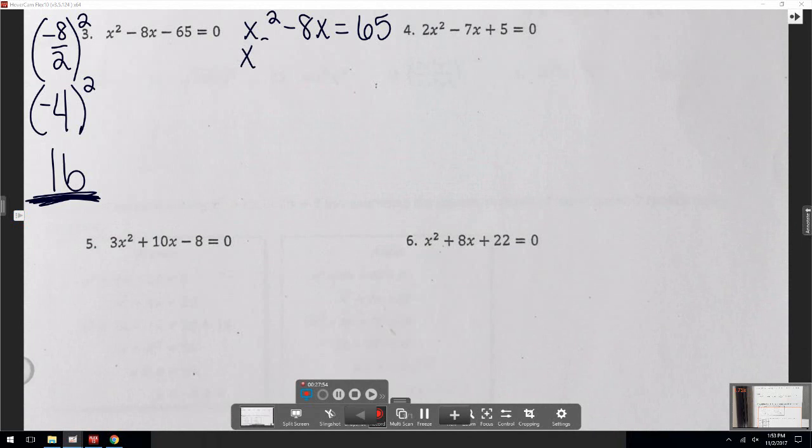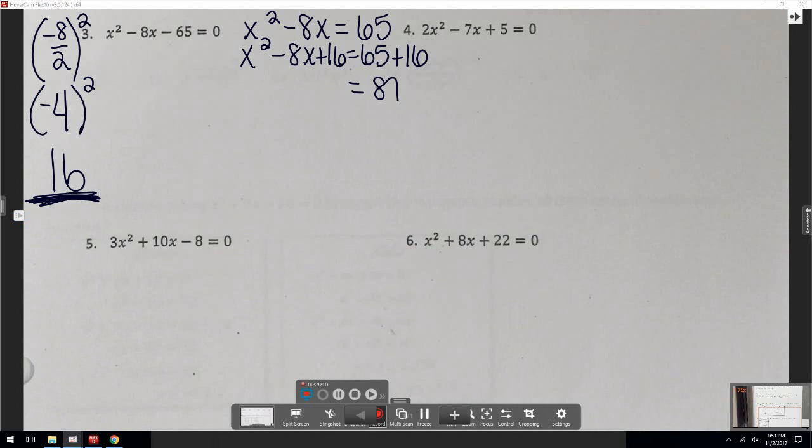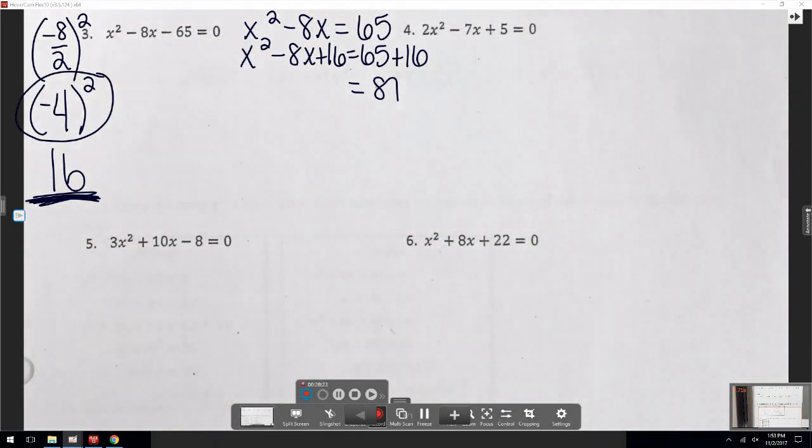Here we go. Add them together, and what do you get? 81. There you go. No matter how hard these problems get, you can always cheat right here. Whatever number is squared, the simplified version is what you're going to put. So how can I factor x squared minus 8x plus 16? X minus 4 squared.